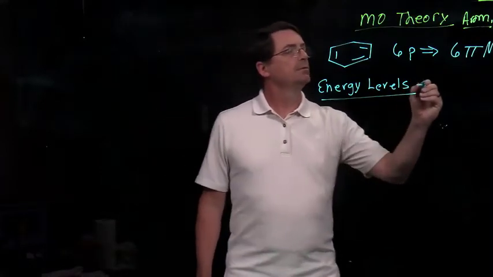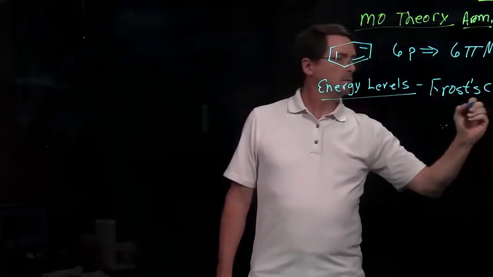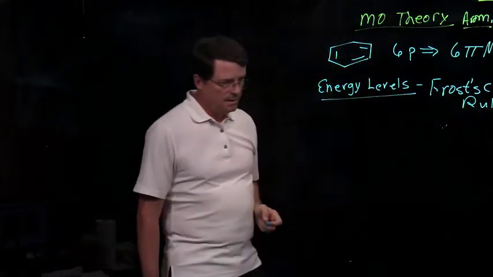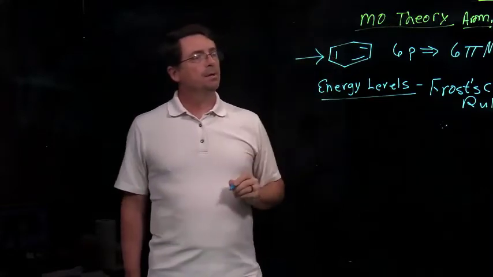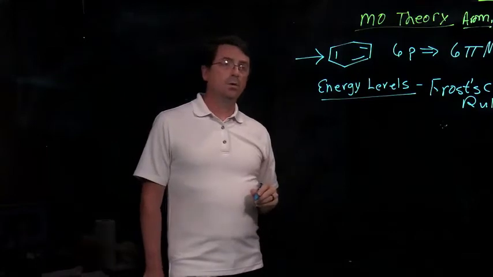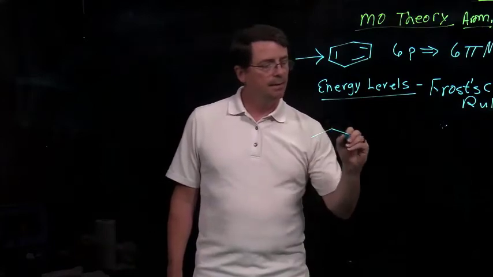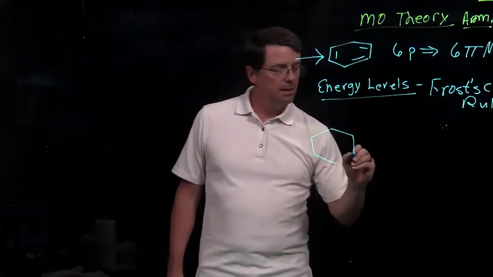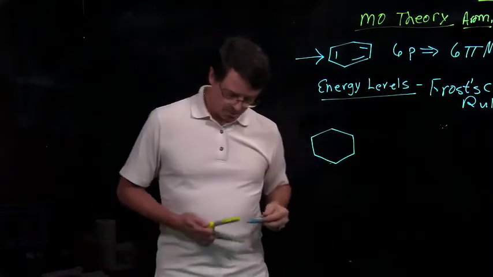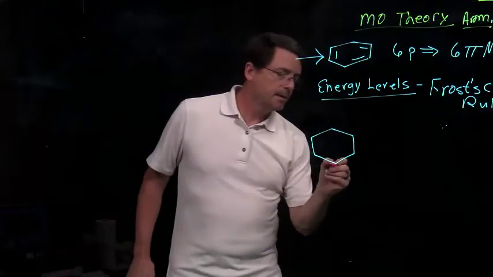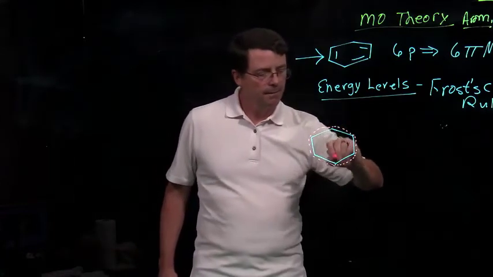And this is called Frost's circle rule. Okay? So we take whatever normal geometric polygon would correspond to our molecule. So in the case of benzene, we take a regular hexagon, and we circumscribe it with a circle. And you're going to see why I'm in the science department and not in the art department here. Okay?